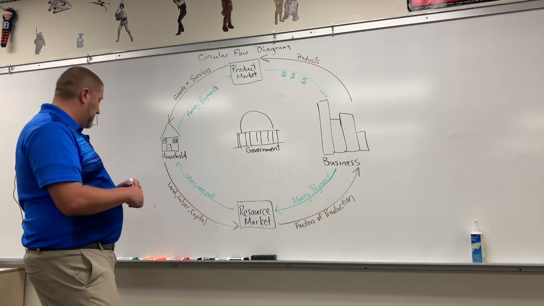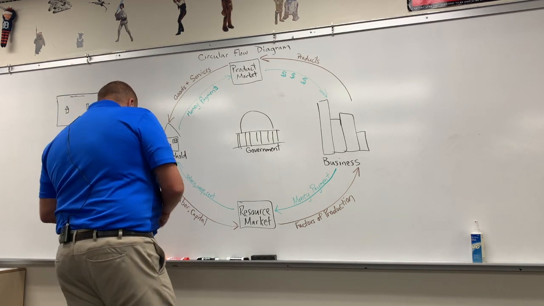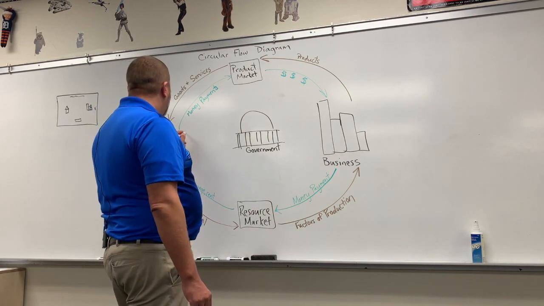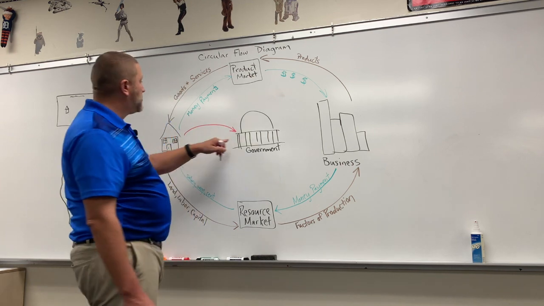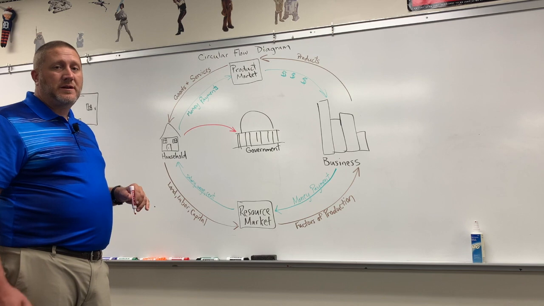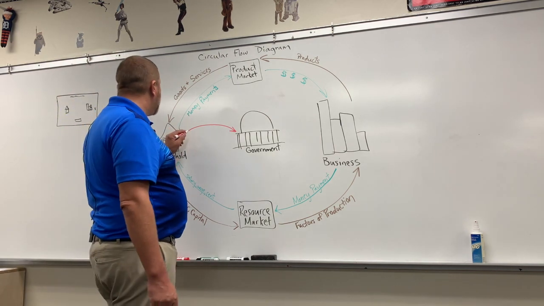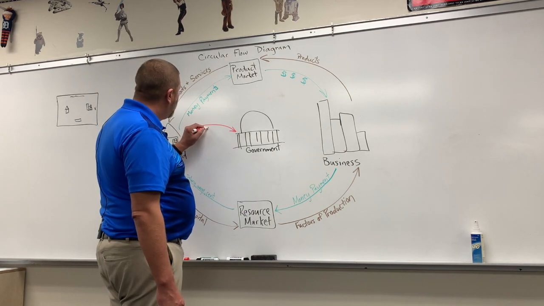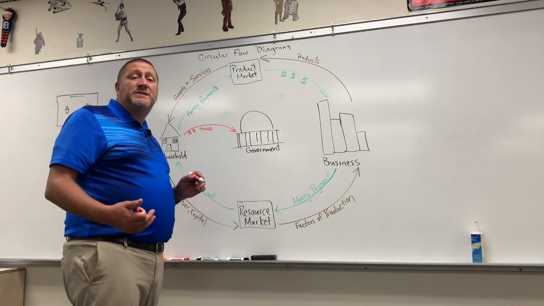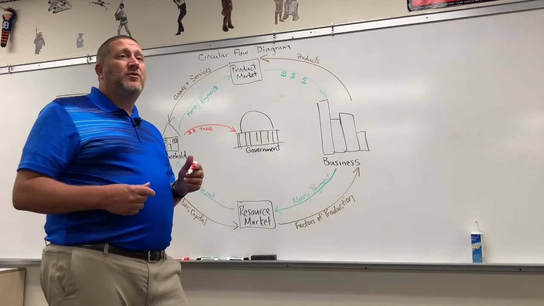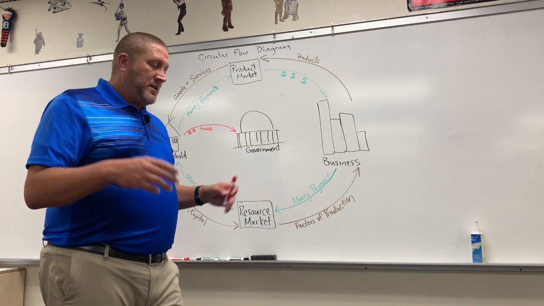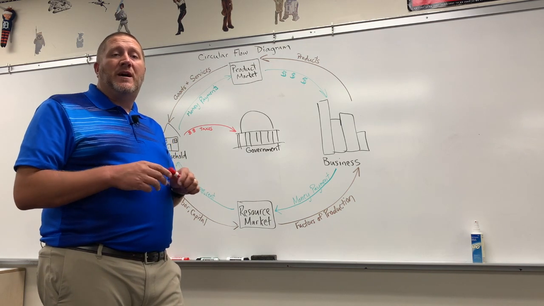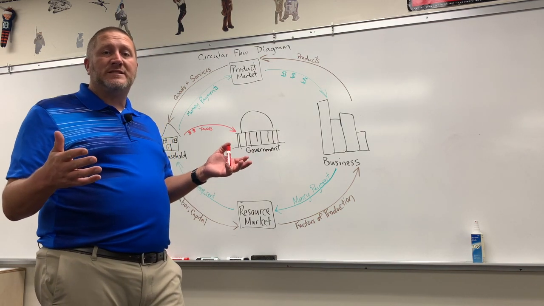I'm going to change colors here quickly. What do households provide government in the product market? Money. They're going to provide them money payments. And that's going to be in the form of taxes. That could be income tax. That could be property tax. That could be a fee that you have to pay to get a license.